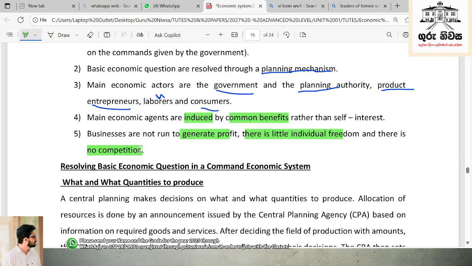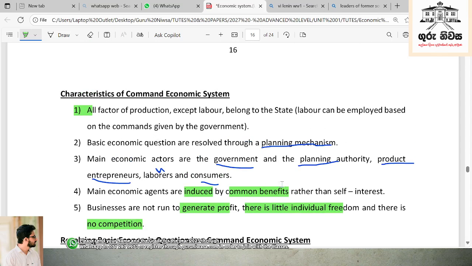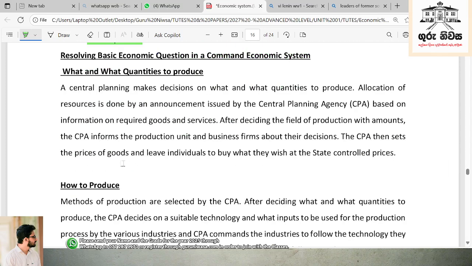Any doubt? No, sir. Remember these characteristics. Then, resolving how to solve basic economic problems. First one: what and what quantities to produce. Simple. Resources are limited, but the economy has to produce more goods and services. So there should be a proper mechanism to allocate these limited resources among alternative users. In a market economic system, this problem is solved by the price mechanism. The most profitable products are produced more.